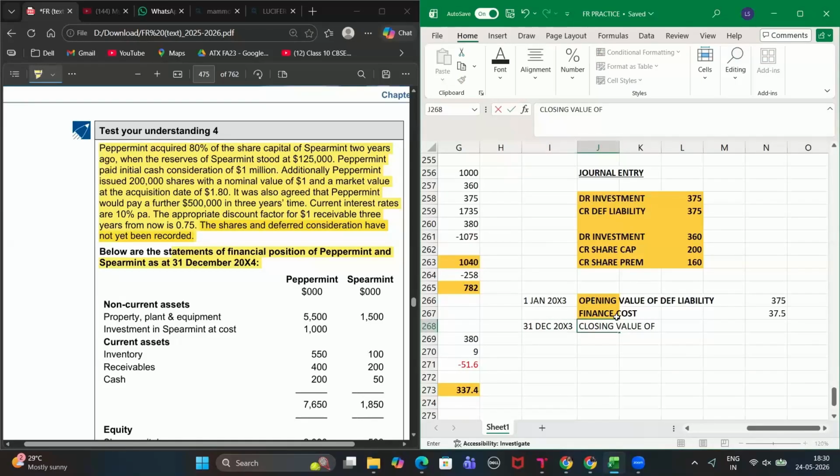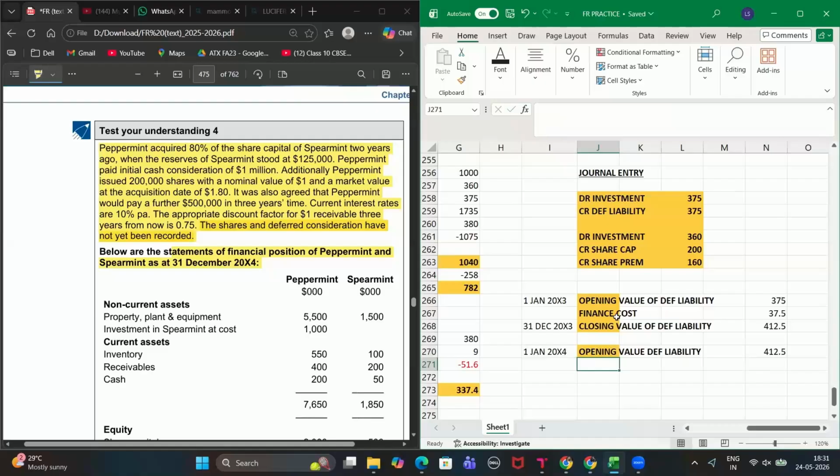Closing value of deferred liability. Tell me. What is the closing value of deferred liability? It will be the sum, right? 412.5. Okay. Now coming on to the current year, what will be the opening value of deferred liability on 1st Jan 20x4? Tell me. It will be 412.5.